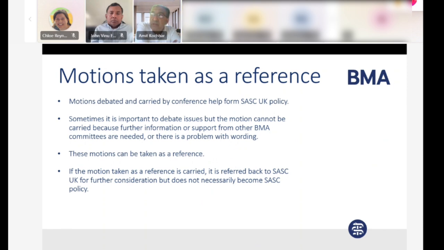Very often, if a motion has 6 parts, 1 or 2 will become a reference and the other 4 will carry through. And that's absolutely fine. It doesn't mean that it's not policy. It is still policy to an extent, in that we have to consider it going forward. Next time.